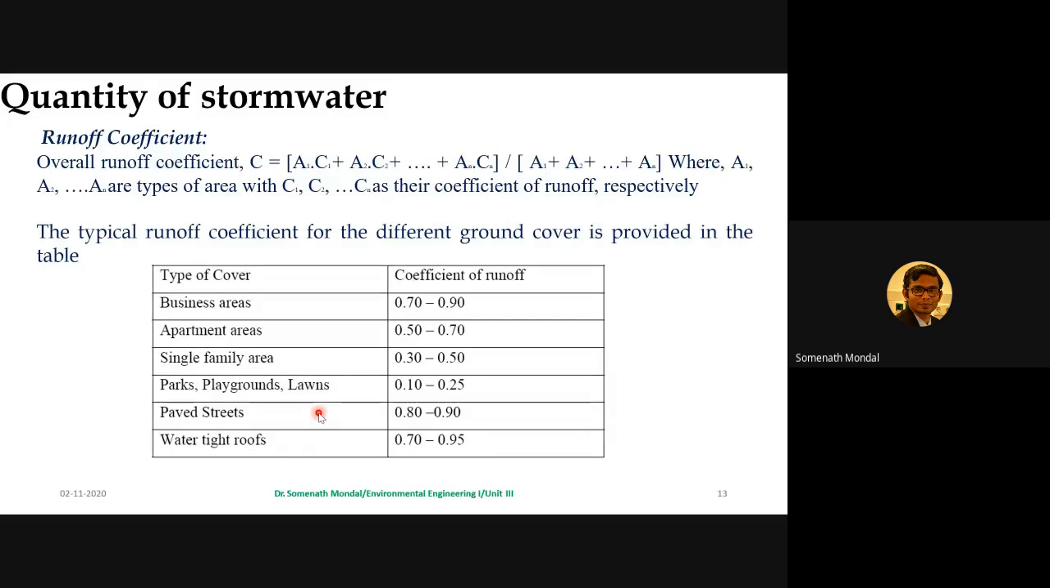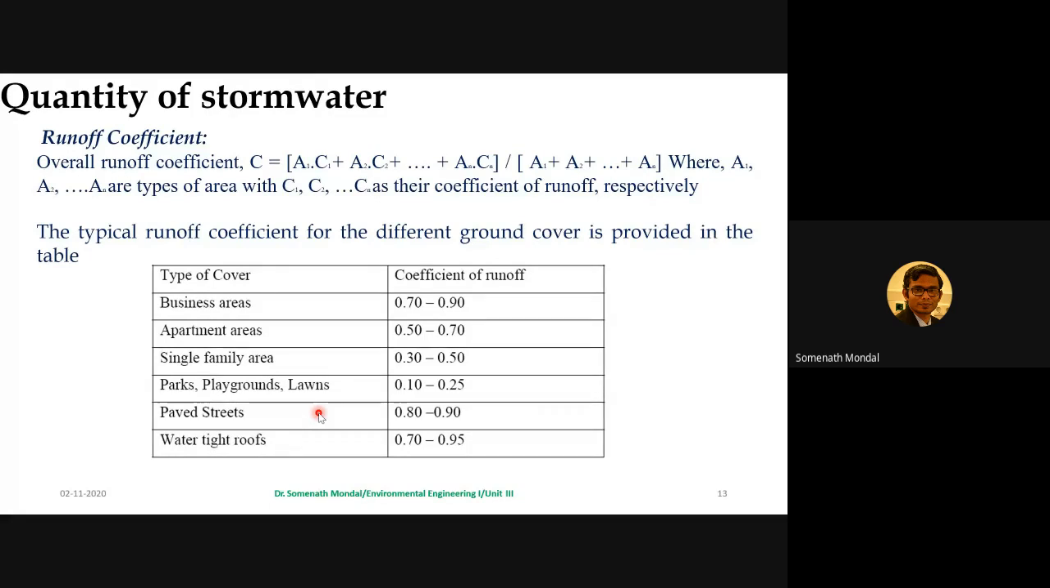This is very important. The quantity of rainwater coming on the ground surface is not equal to the quantity of rainwater reaching the sewers. There is a difference, and to calculate it we consider this runoff coefficient. The runoff coefficient depends upon the porosity of the soil cover, wetness, and ground cover.